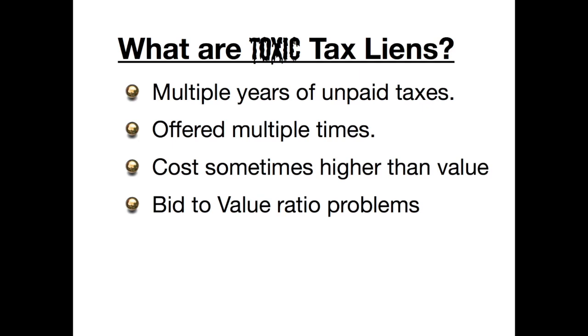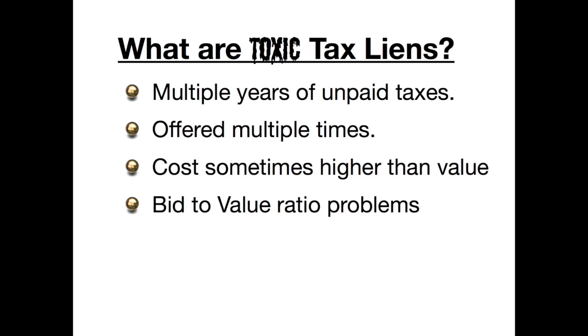So these are properties that may have been offered several times, but the problem is every year that they're offered, they become less and less appealing because the cost continues to go up. So the value of the property doesn't go up, but the cost to buy that lien or that deed does go up, which makes it undesirable.